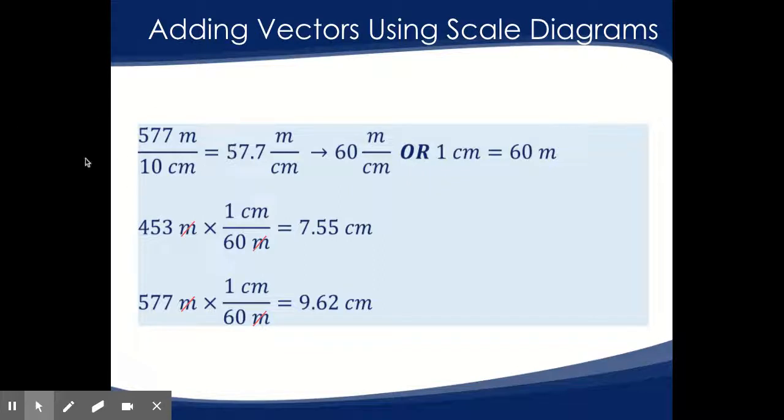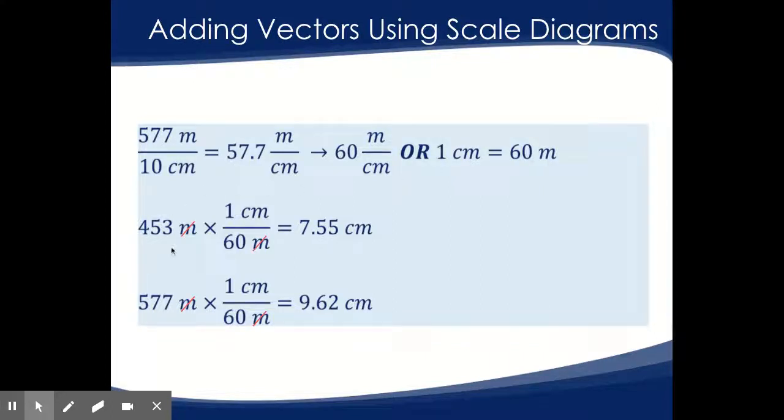So here, I've got 577 meters as my longest vector. The actual physical space on my paper that I'm going to draw it into is 10 centimeters. So we'll divide that, and you get 57.7. Look at the units: meters per centimeter. I'm going to round this up because that's too hard to keep track of as our scale. So we'll round it up to 60. This makes sure that every measurement falls well within our scale. So 1 centimeter is equal to 60 meters. That's our scale.